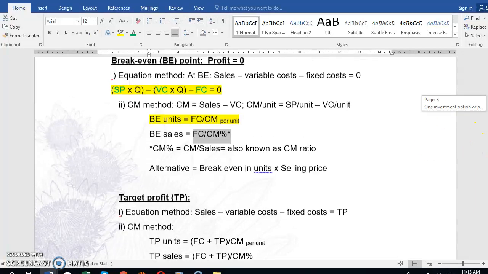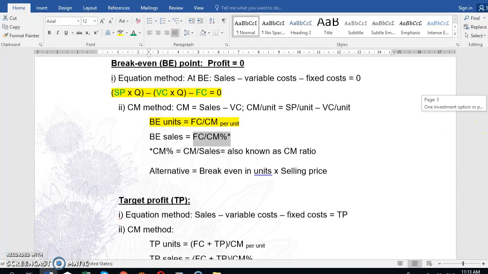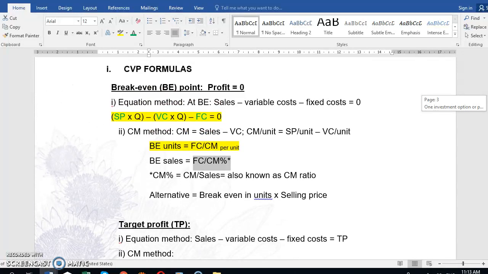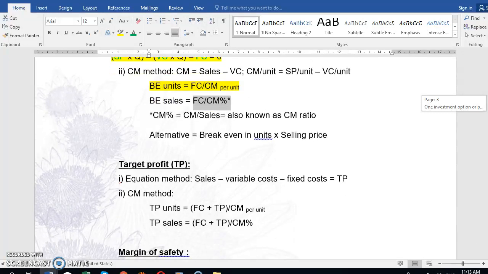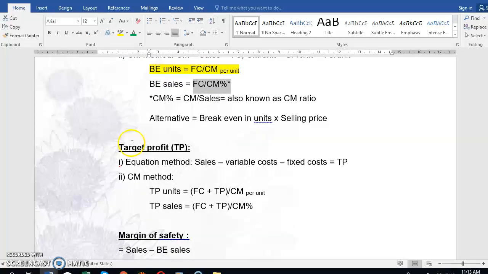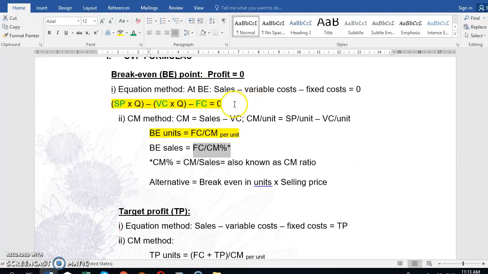So the next concept to explain after break-even point is the target profit. Obviously break-even means no profit, no loss. Target profit is therefore a profit which is higher than break-even. And as you can see, there are again two methods. You can do the equation method, which is again the method I encourage, which if we expand this, will be basically similar to the previous method.